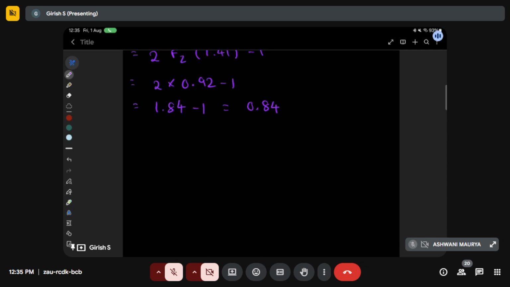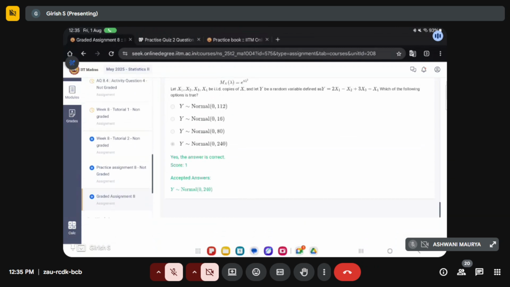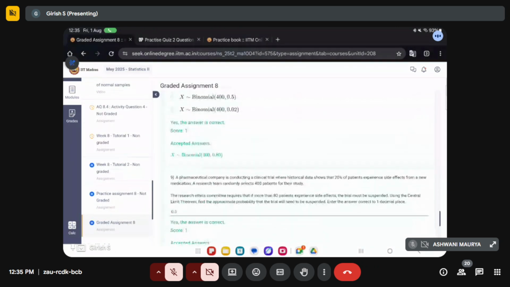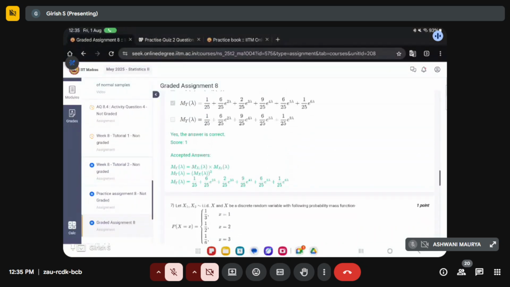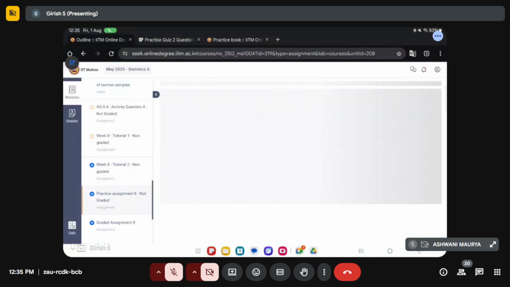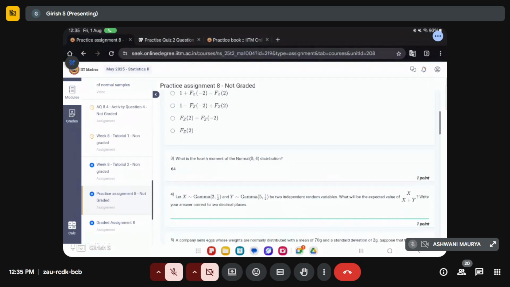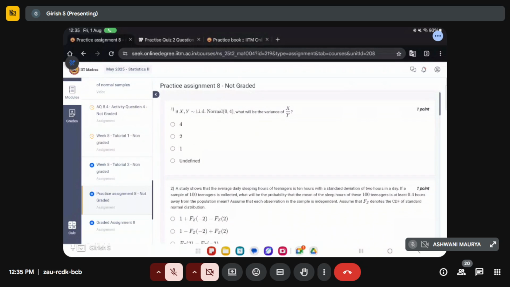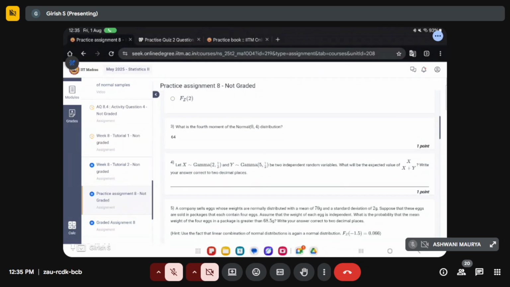Okay, for gamma distribution, let us go through this by question only, because in those things you have to learn the properties only. So for gamma distribution, let us take some questions in the practice assignment. Okay, so let's see this question.